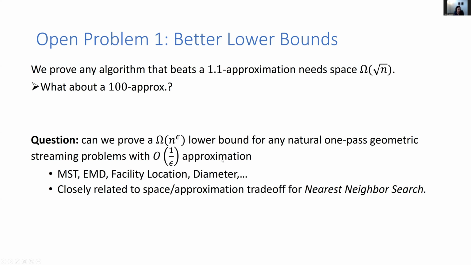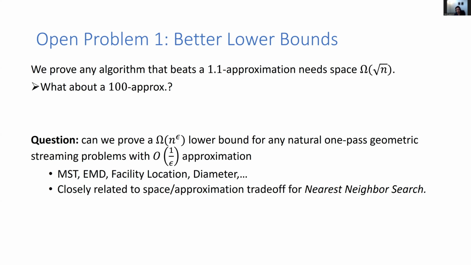There's a number of problems for which it would be very nice to prove this, not just MST, but also related problems like estimating the Earth mover distance in the stream, or facility location, or approximating the diameter. For three of these problems, MST, facility location, and diameter, we actually have bounds that look exactly like this, n to the epsilon space for 1/epsilon, or 1/epsilon squared approximation.